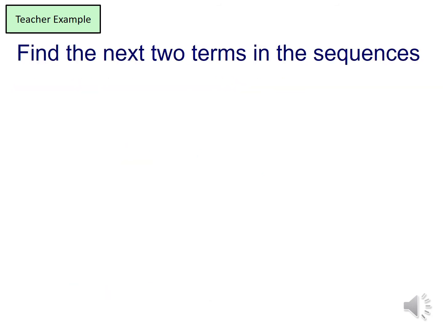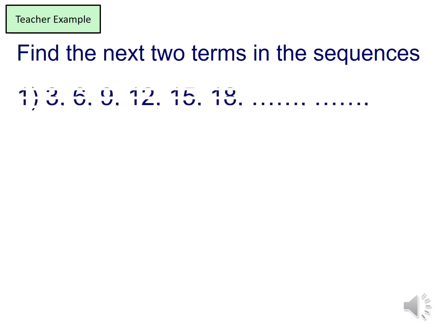Alright, find the next two terms in these sequences. So let's have a look at the first sequence. It's 3, 6, 9, 12, 15 and 18. The difference between each term, the first and second term, is plus 3. The difference between the next term is plus 3. So the term-to-term rule for the first set of numbers is plus 3. So my answer for the next term would be 21, because 18 plus 3 is 21. And the next one would be 21 plus 3, which is 24.